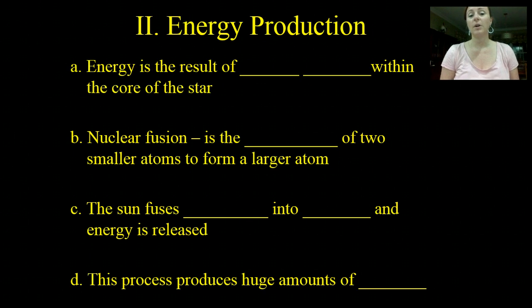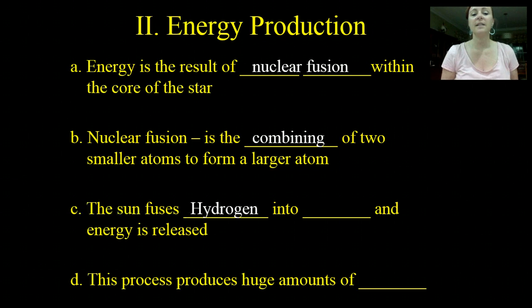So let's look at how energy is made from a star. Because as we know, we get a lot of energy from the sun. In fact, all of our energy comes from the sun. So how is that possible? Well, it's possible because of a process called nuclear fusion. Nuclear fusion is the combination of two smaller atoms to form one larger atom. And in this instance, we are taking two hydrogen atoms and fusing them into helium, or burning them into helium. And with that process, energy is released. And as you know, this does produce huge amounts of energy.